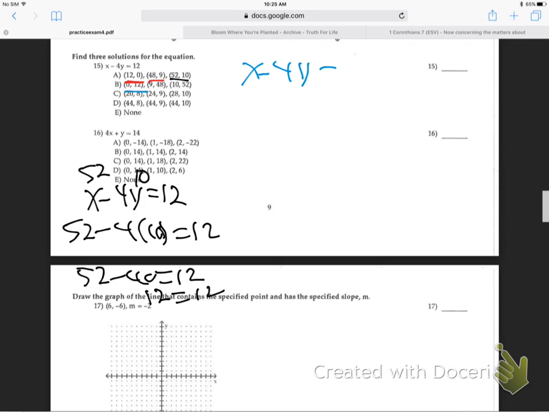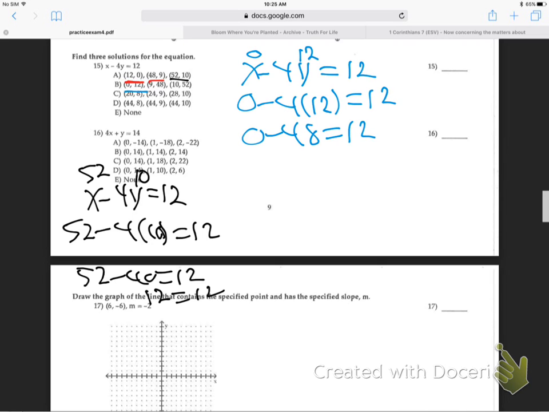X minus 4y is 12. Put in 0. Remember the first one's X, second one's Y. 0 for X, 12 for Y. That'd be 0 minus 4 times 12 is 12. That's 0 minus 48 is 12. That's minus 48 is 12. No. B's out. See how quickly we know B doesn't work? And the same thing would happen for C and for D. They don't work. All three work for A, so it is A.